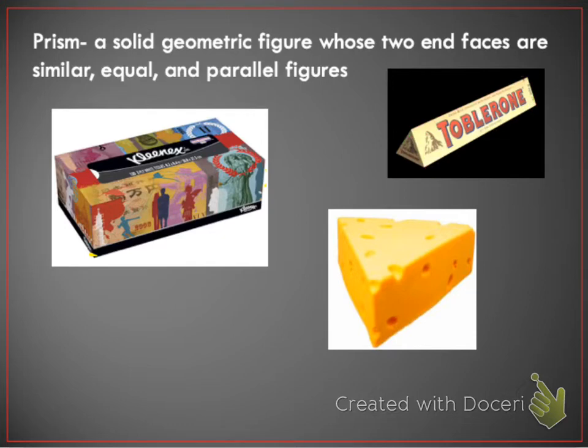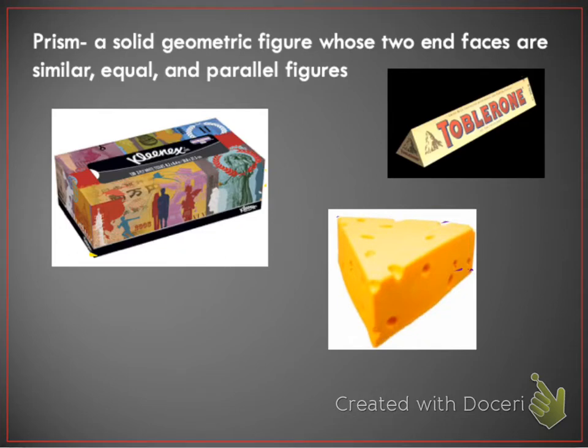And then your classic cheese. If you've ever seen Tom and Jerry, I don't know if this generation knows what that is, but if you do, there's the cheese, and it's a triangle. The top is a triangular shape, and the bottom is a congruent and parallel triangle. So it's also a triangular prism.